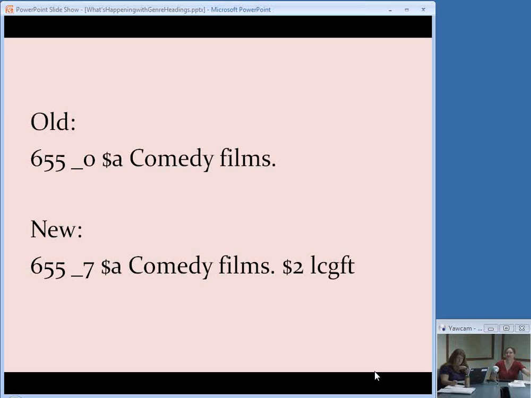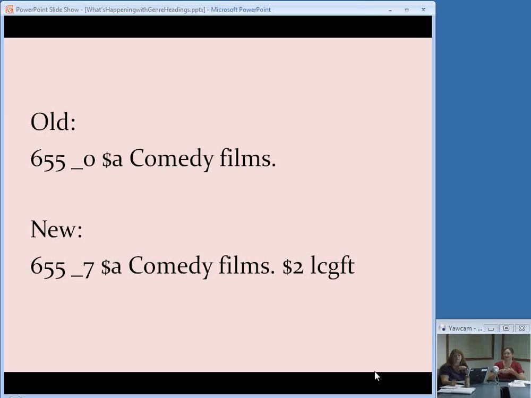Now, the new way is a little bit different, and this is if you're using the new authority records. It still goes in a 655 field, but now you'll notice that the second indicator is 7. And this is because now that the Library of Congress genre form terms exist as their own vocabulary, they're not the Library of Congress subject headings anymore. They are a whole separate source of terms.